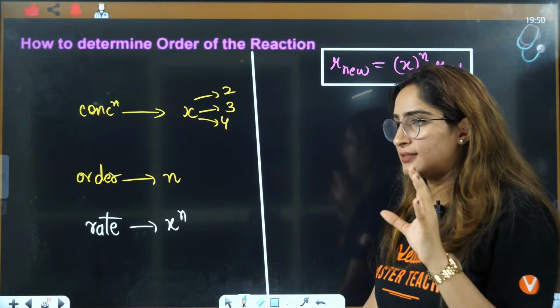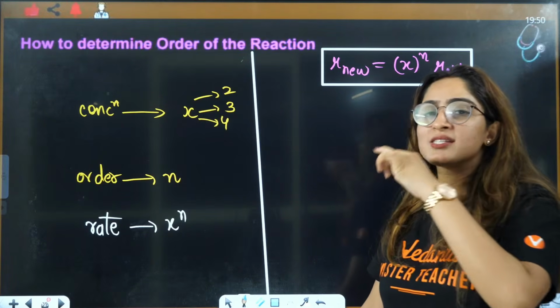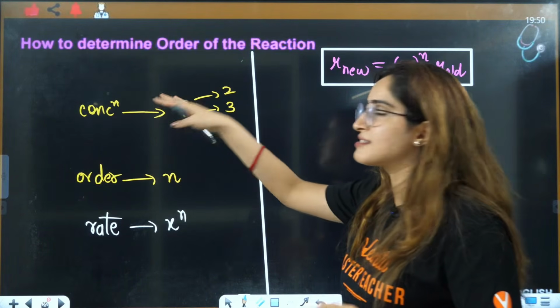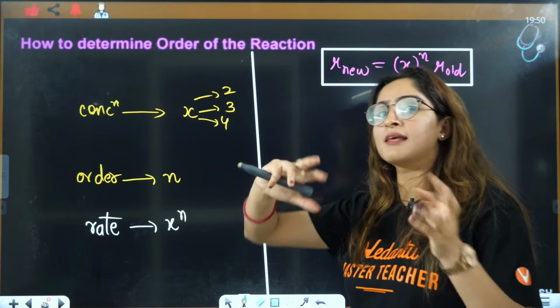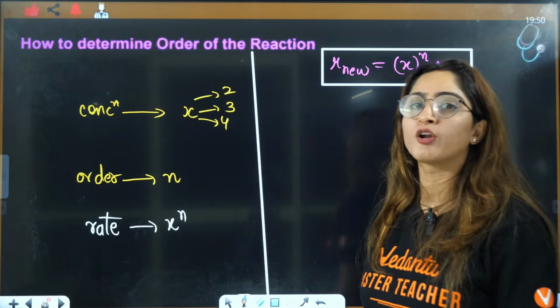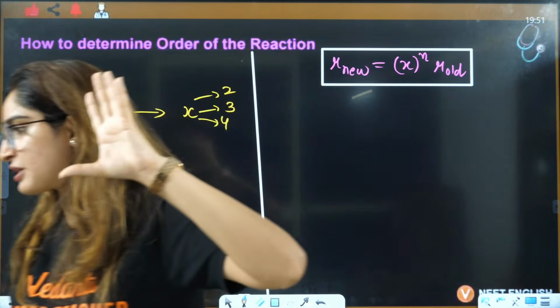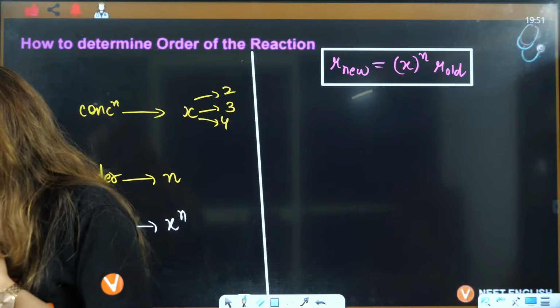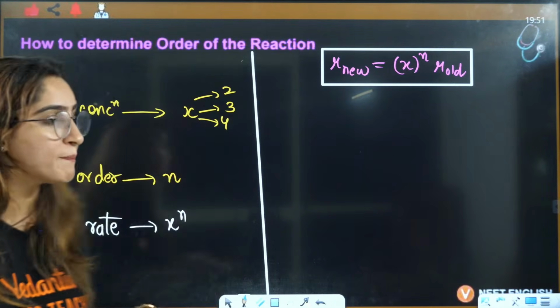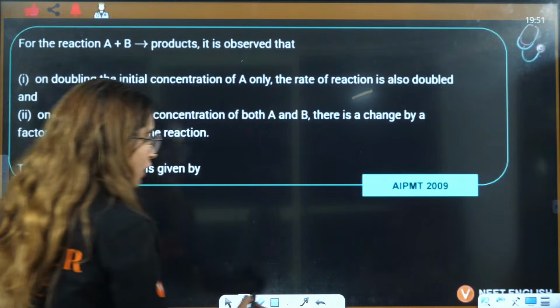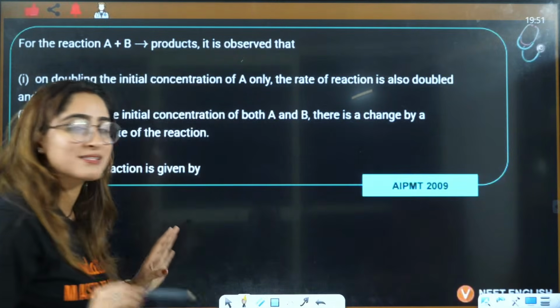Is that clear? In the questions, they will ask you concentration is increased this much time, rate is increased this much time. Tell us what is the order of the reaction. Give us the formula of rate law expression. This is what they ask you. Right, everybody?